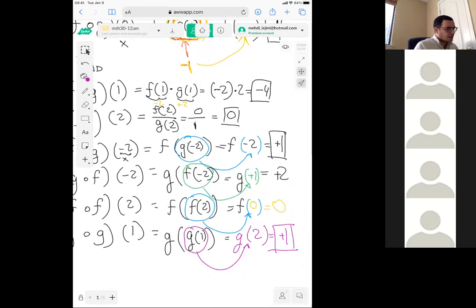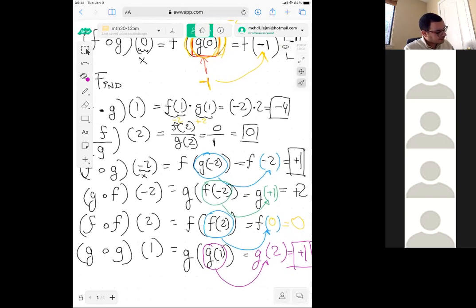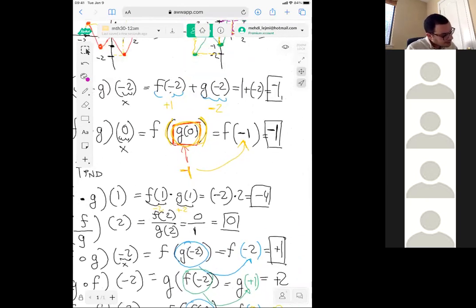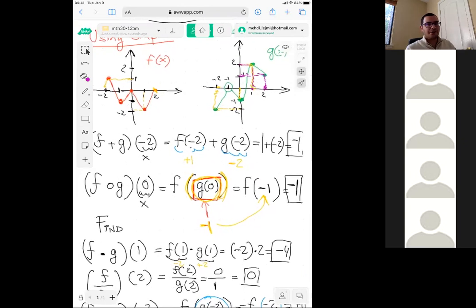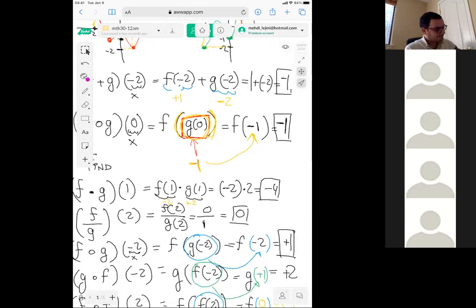So next, guys, this composition of functions is like an operation, right? Professor, the last one, g of 1, isn't that undefined? That's -1. Oh, that's -1. Oh, yeah.